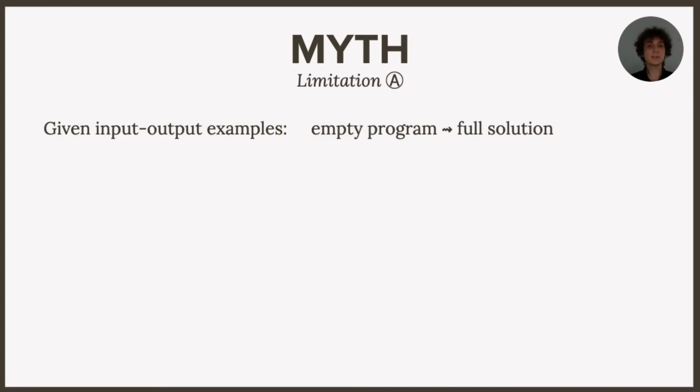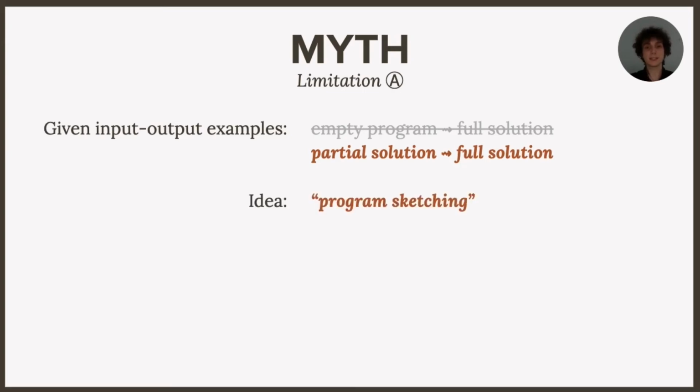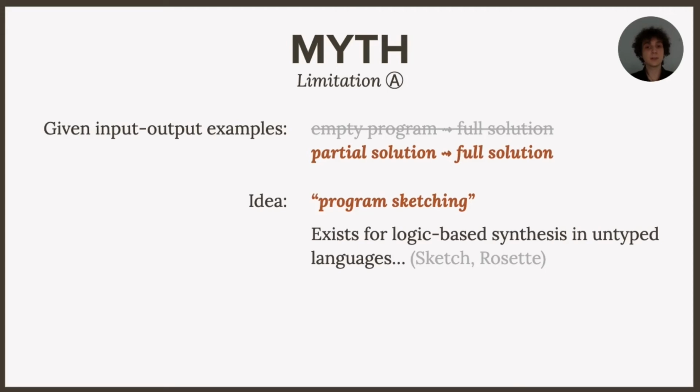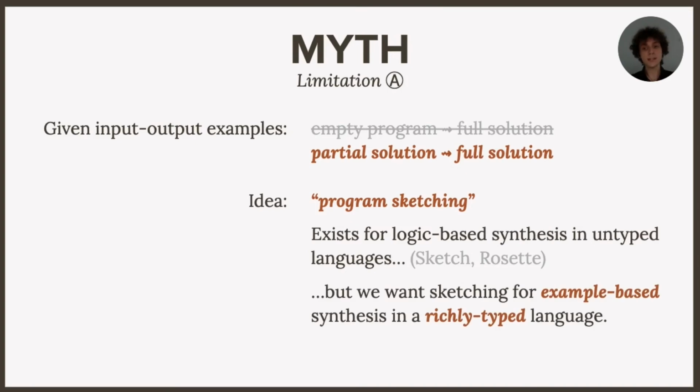Given input-output examples, Myth will transform an empty program into a full solution. But what if we, as programmers, wanted to encode some domain-specific knowledge that we might have into a partial solution towards the program that we'd like to make? Then we'd like for Myth to transform this partial solution into a full solution. The idea here is known as program sketching. And it already exists for logic-based synthesis in untyped languages via the Sketch and Rosette projects, but we want sketching for example-based synthesis in a richly typed language.